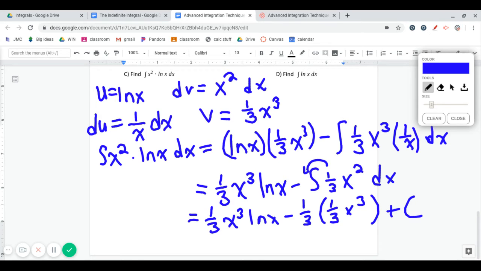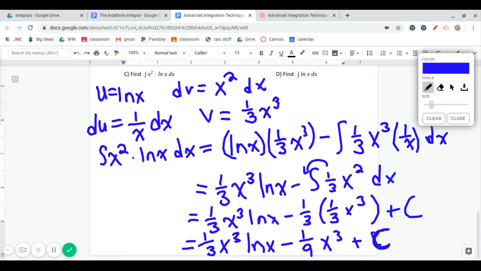And now it's just a game of simplifying. Let's see. So I guess I'll write 1/3 x cubed natural log of x minus 1/9 x cubed plus c. And you could simplify this further by factoring out a 1/9 and an x cubed, but this will be good for now. So that's our answer for part C.